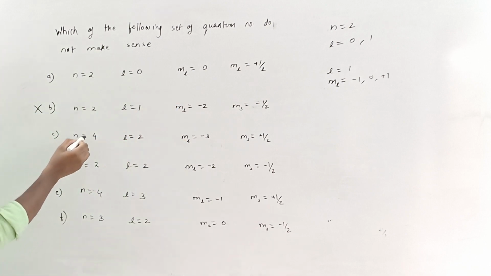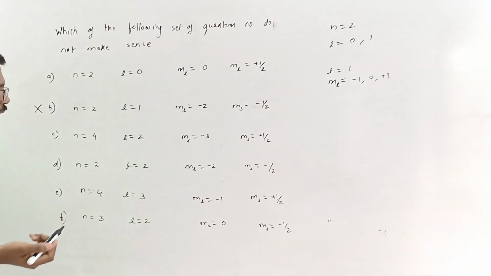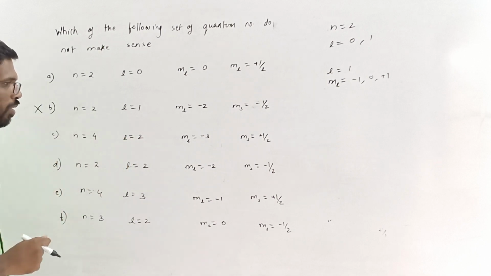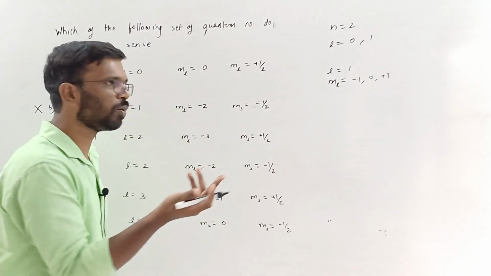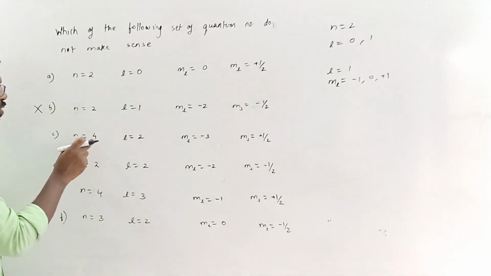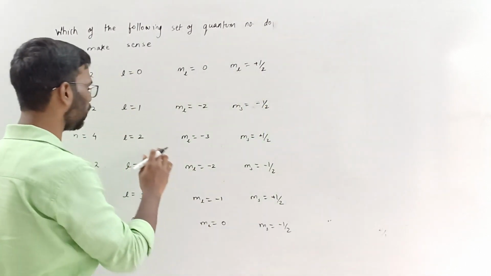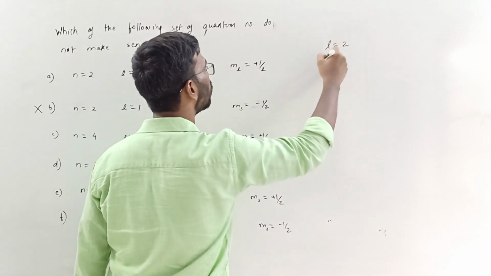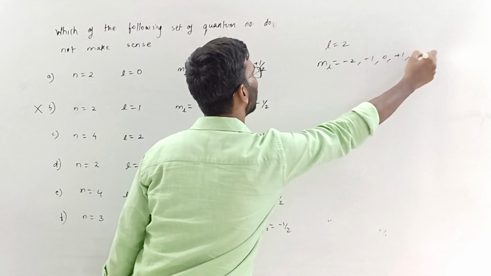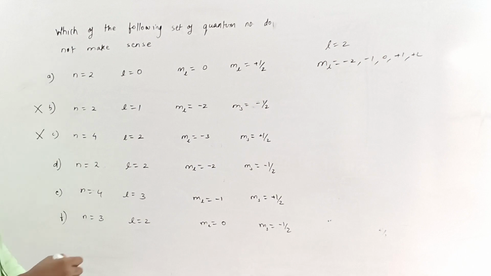Next is n is equal to 4, l is equal to 2 and ml is -3. Does this make sense? We are talking of a 4d orbital, right? ml is something which depends on l, right? So n is equal to 4, so l equal to 2 is possible. But when l is equal to 2, ml is equal to -2, -1, 0, +1 and +2, right? So that's why this is not possible. There is no -3.